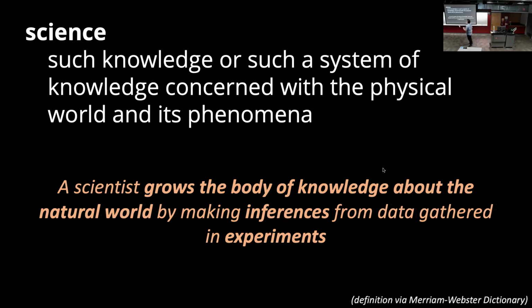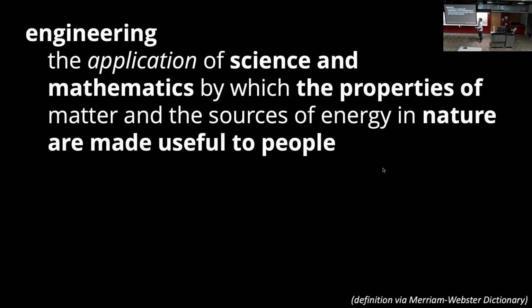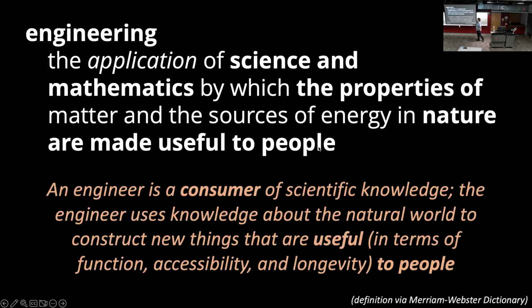And then that becomes knowledge, and maybe it could be used by engineers. So engineering is the application of science and mathematics by which the properties of matter and the sources of energy in nature are made useful to people. I like that phrase, useful to people. So an engineer is a consumer of scientific knowledge. It uses knowledge about the natural world to construct new things that are useful. And what do you mean by useful? In terms of function, accessibility, longevity.